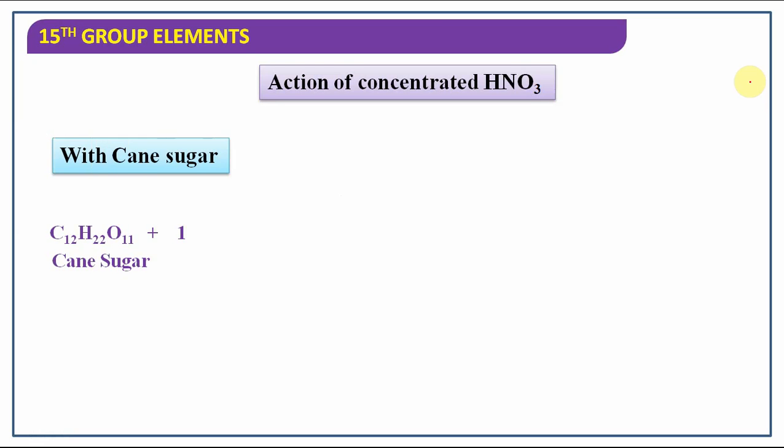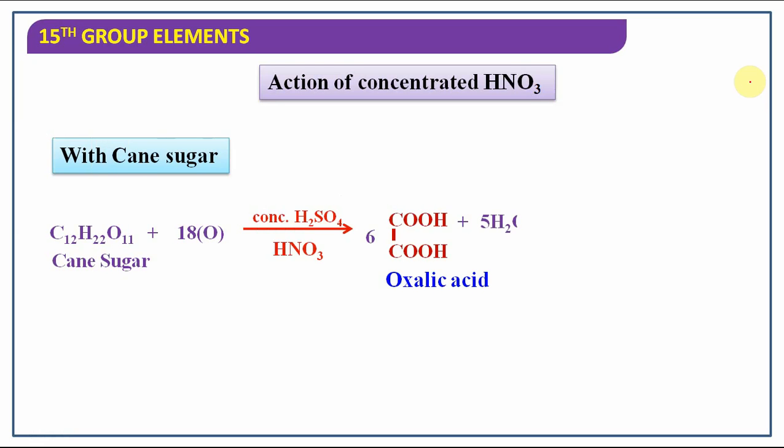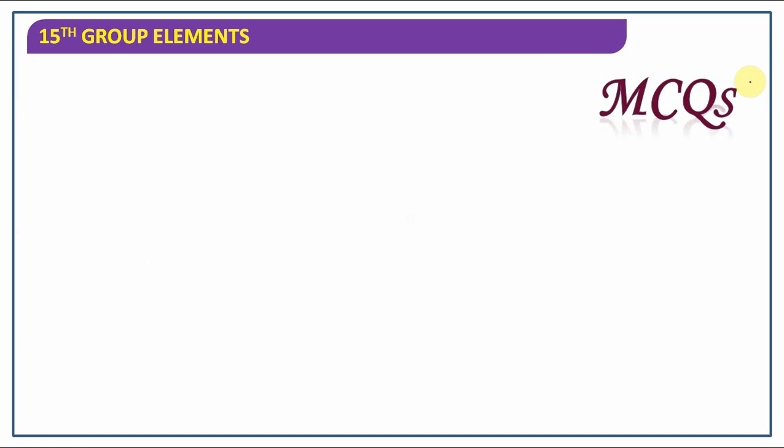Understood? With cane sugar, I have done this reaction, it gives oxalic acid. And those reactions give you oxidizing nature. That is done. Yes or no? See, before solving MCQs, observe the uses of nitric acid.